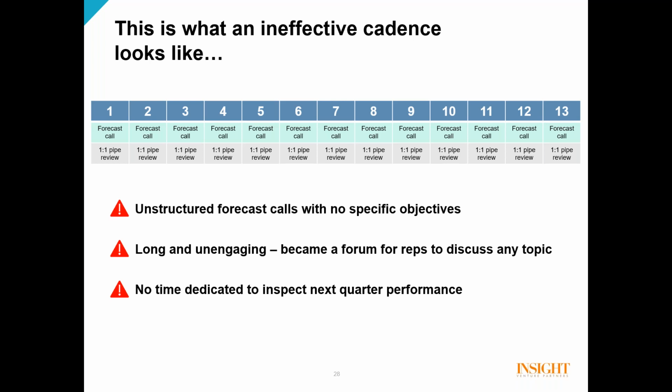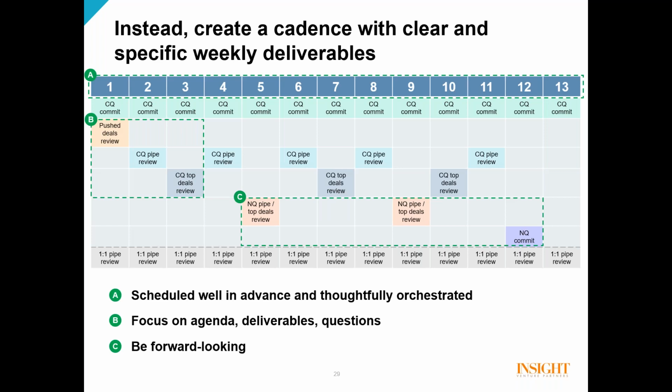So the way that we would recommend solving for this, that we've seen work really well in the top performing sales orgs in our portfolio companies, is to break this out week over week with structured, focused, carefully orchestrated forecasting and pipeline inspection calls. So if you notice, this is a lot different. In week 1, we're looking at current quarter commit, but we're also having a meeting to talk about the push deals from the previous quarter. You can look at an example in week 2. Week 2 changes.